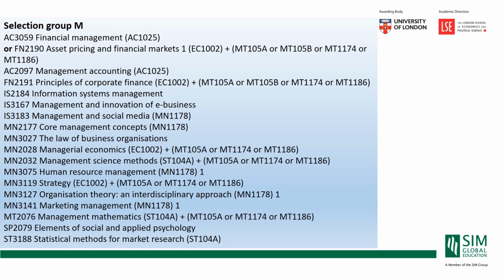So here shows the courses available under selection group M. And you can see from here, the courses under selection group M consist of mostly management related courses, such as management accounting, corporate finance, management and innovation of e-business, etc., etc. Okay.